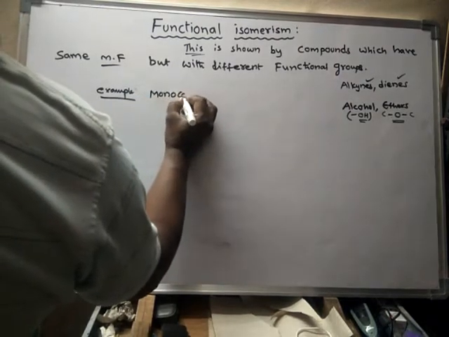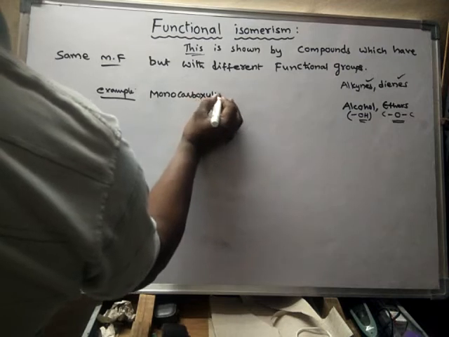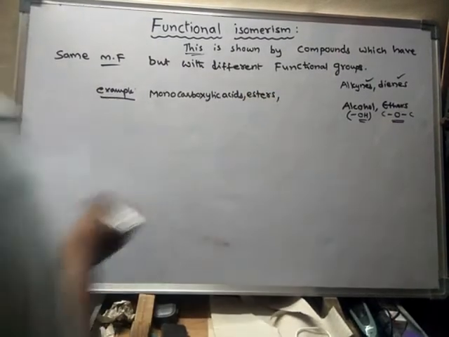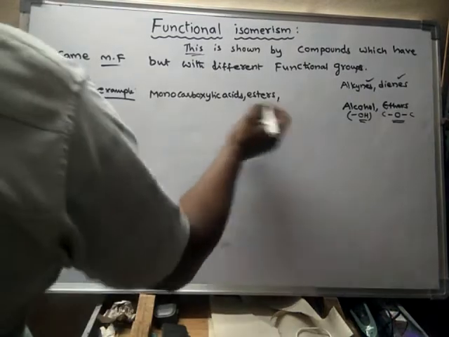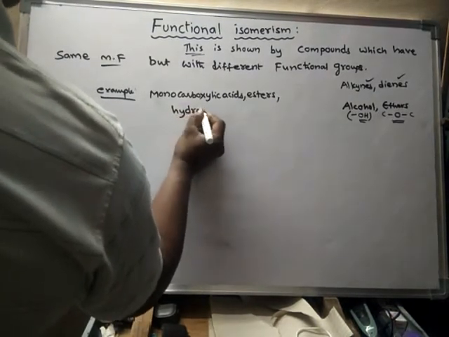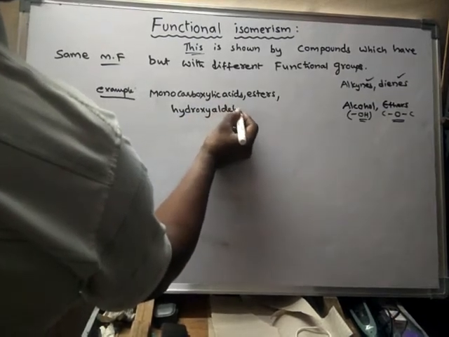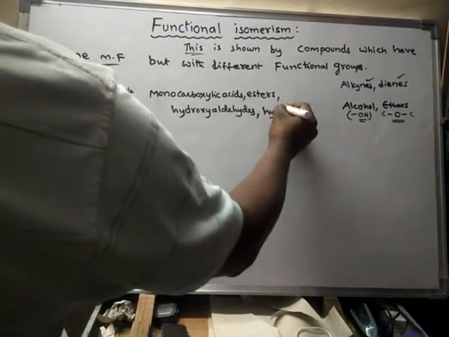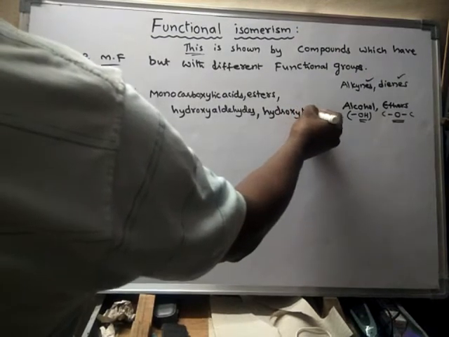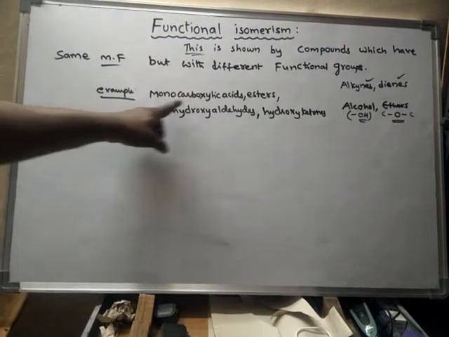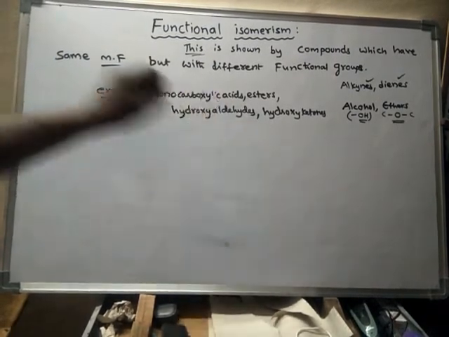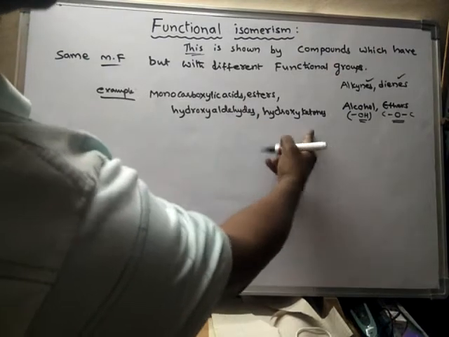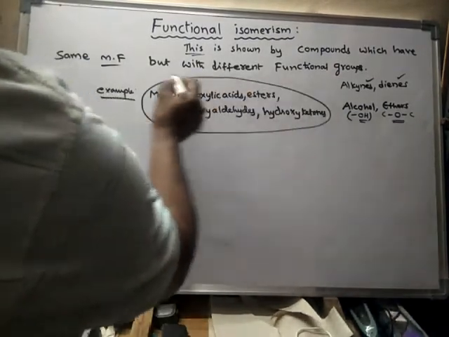Monocarboxylic acids, esters, hydroxyaldehydes, and hydroxyketones. So these four are functional isomers to each other.